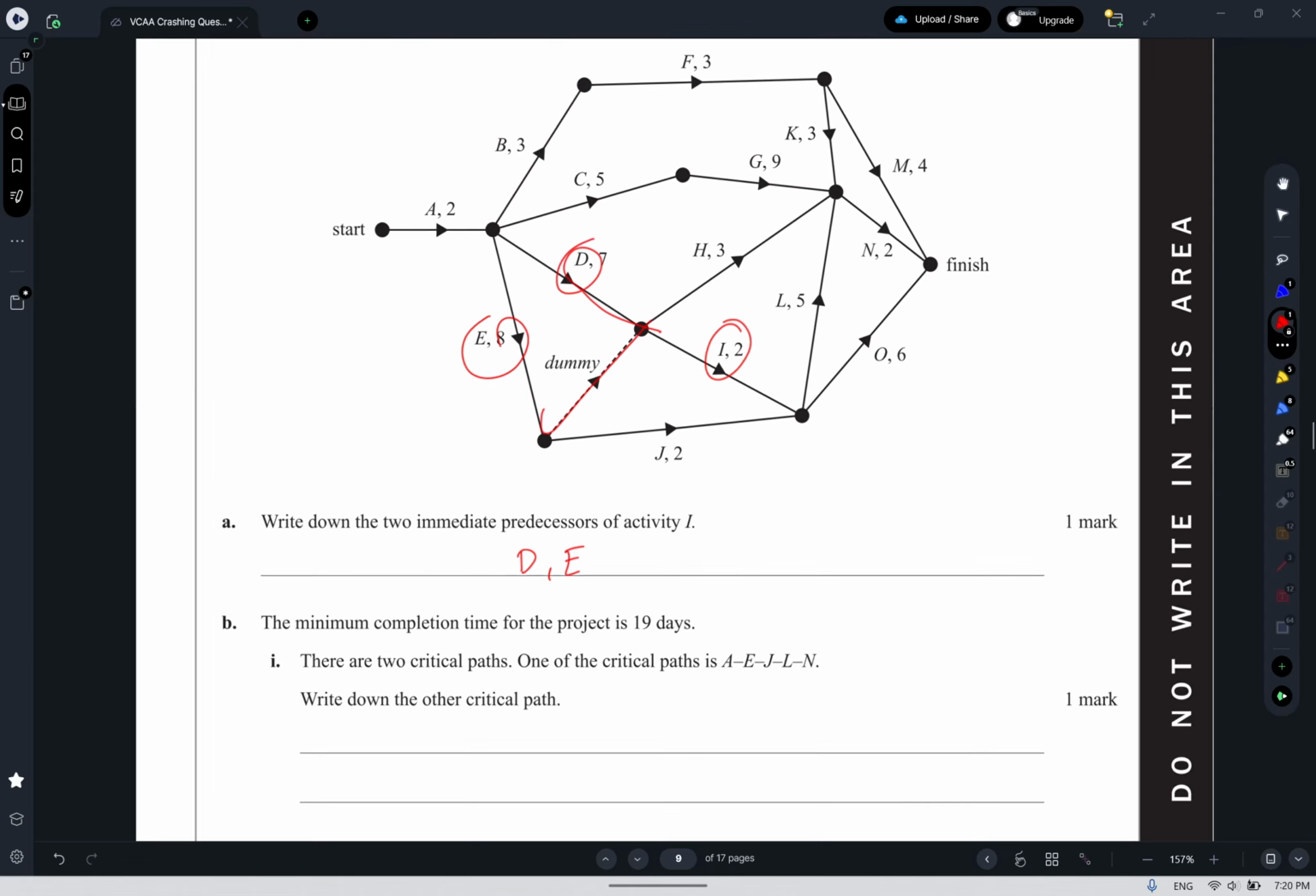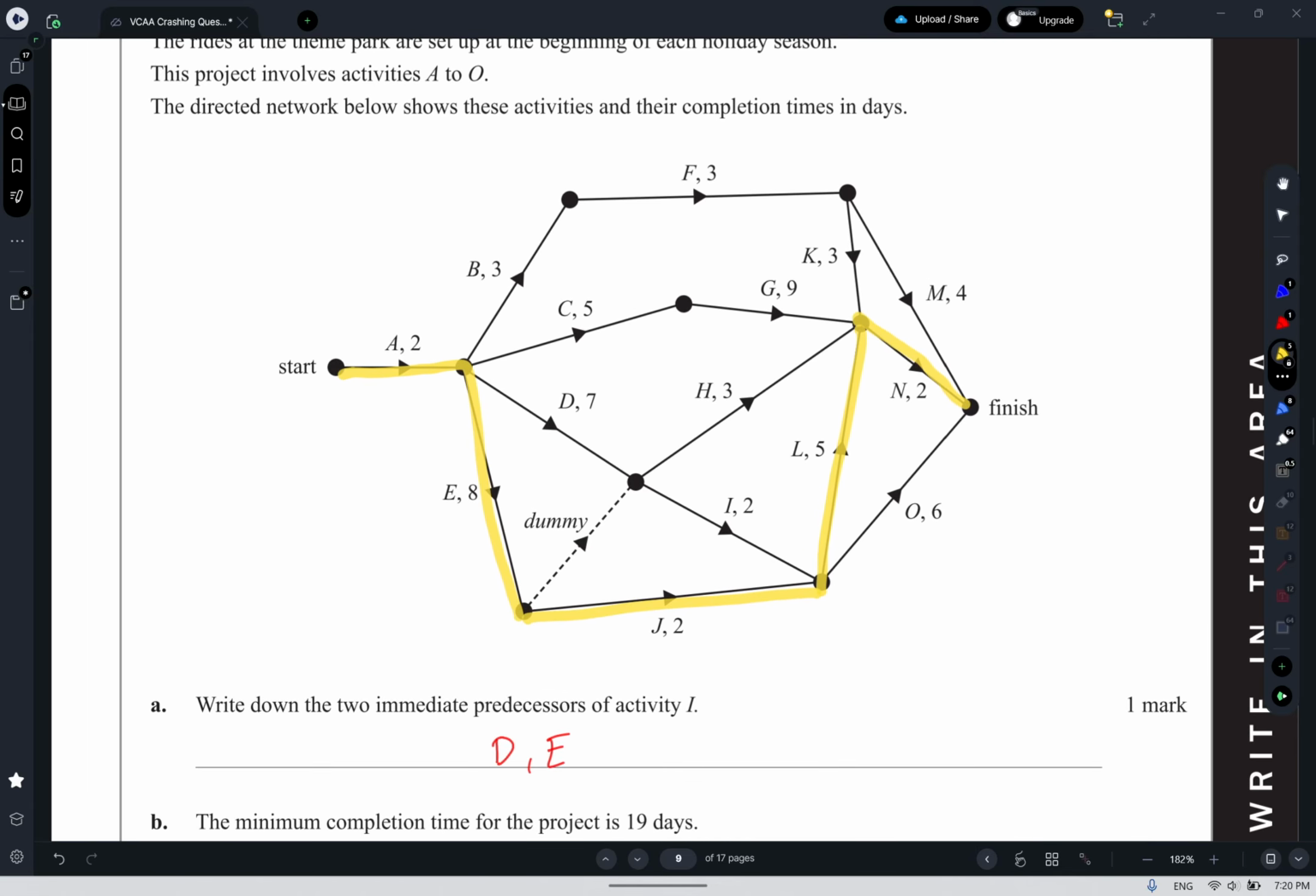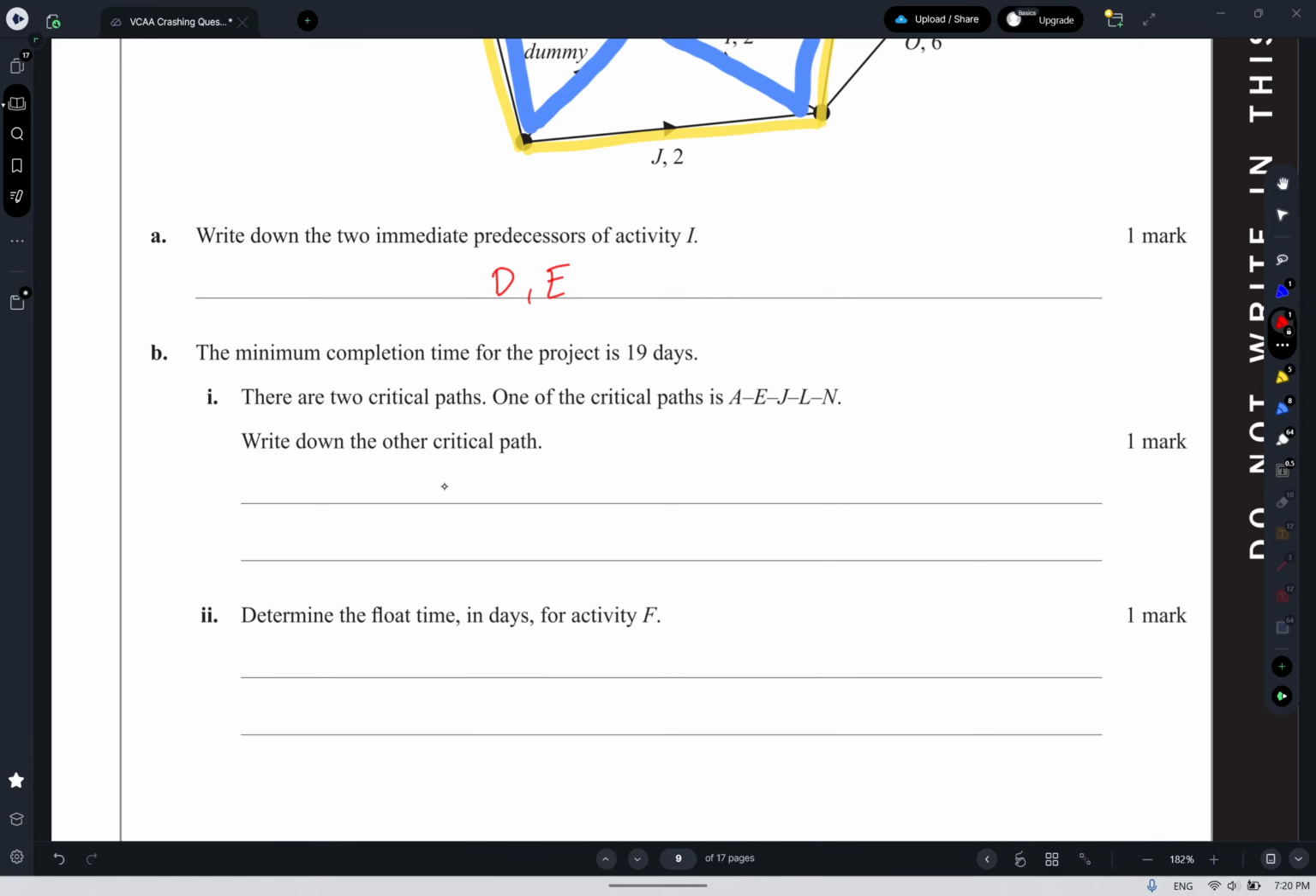There are two critical paths. One is A, E, J, L, N. So let's have a look at that one. That's my A, E, J, L, N. There we go. Write down the other critical path. Now after some poking through, hopefully you would find that the other one is going to be A, E, and then via the dummy, I, L, N. Since the dummy I takes 2 and J also takes 2, it's going to be A, E, I, L, N. So only 44% spotted that, which is fairly tricky, I guess.